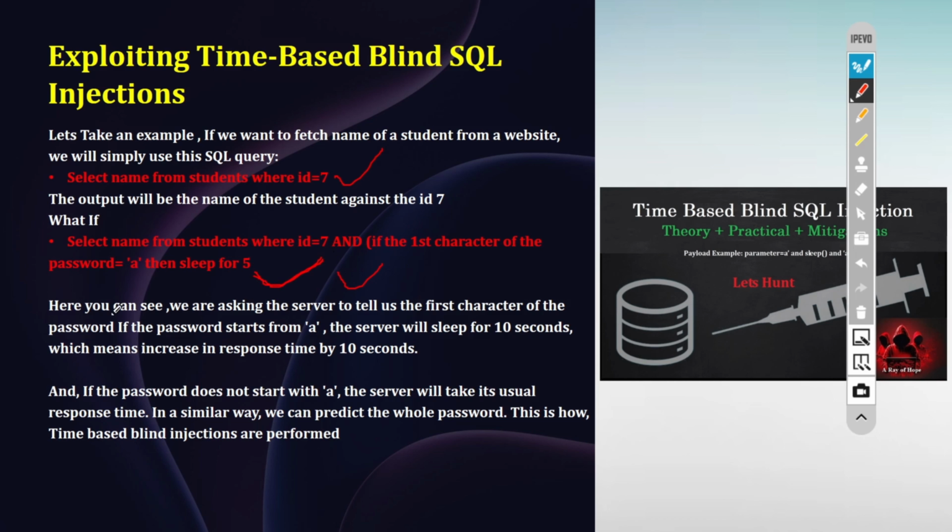Okay, and then understand this. Here you can see we are asking the server to tell us the first character of the password that we just talked about. If the password starts with A, the server will sleep for 10 seconds or 5 seconds or 15 seconds, which means an increase in response time by 10 seconds or whatever you provide. And if the password does not start with A, the server will take its usual response time. In a similar way, we can predict the whole password. Like we have used substring, we will be using substring right now as well. This is how we can get to know the whole password using time-based blind SQL injection as well.